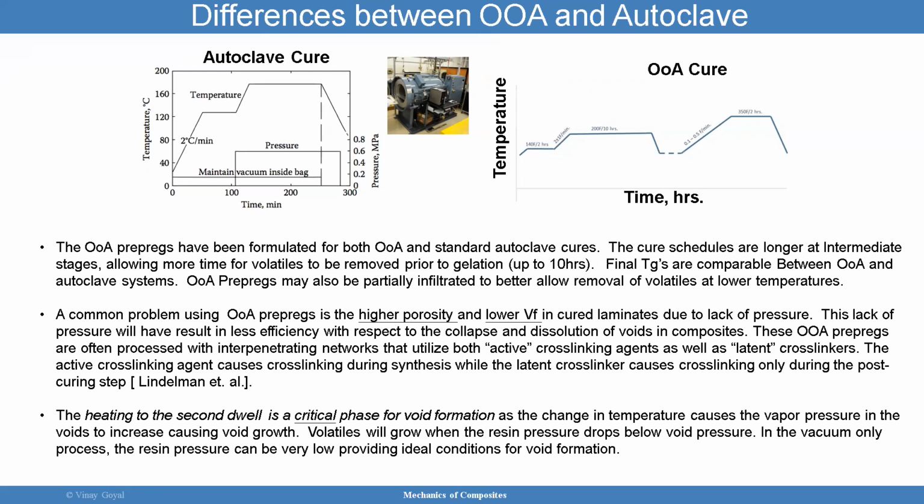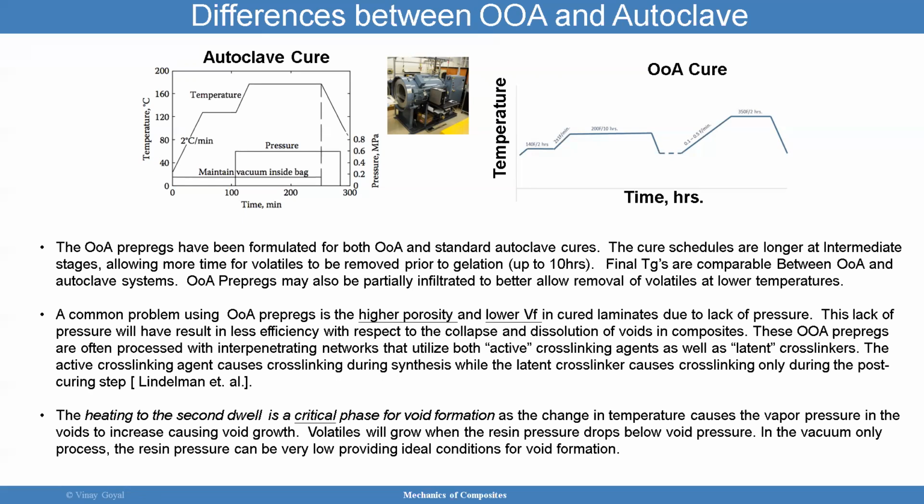One problem that you see with out-of-autoclave processing is the higher porosity and lower fiber volume content in cured laminates, and that's due to the lack of pressure, right? When you apply pressure in combination with temperature, that pressure you're applying to the part is pushing the voids out. These out-of-autoclave prepregs are often processed with interpenetrating networks that utilize both active cross-linking agents as well as latent cross-linkers. The active cross-linking agents cause cross-linking during synthesis, while the latent cross-linker causes cross-linking only during the post-curing step. So that's the special consideration that we have to keep in mind.